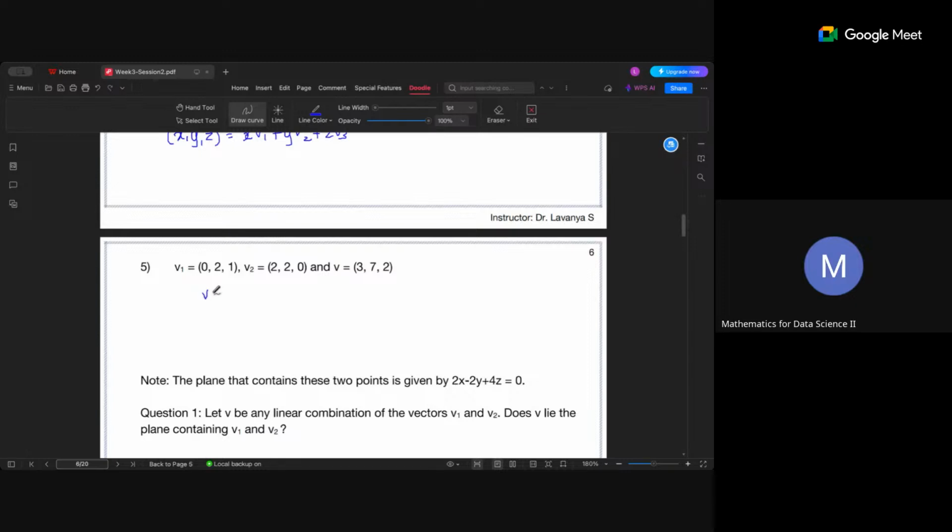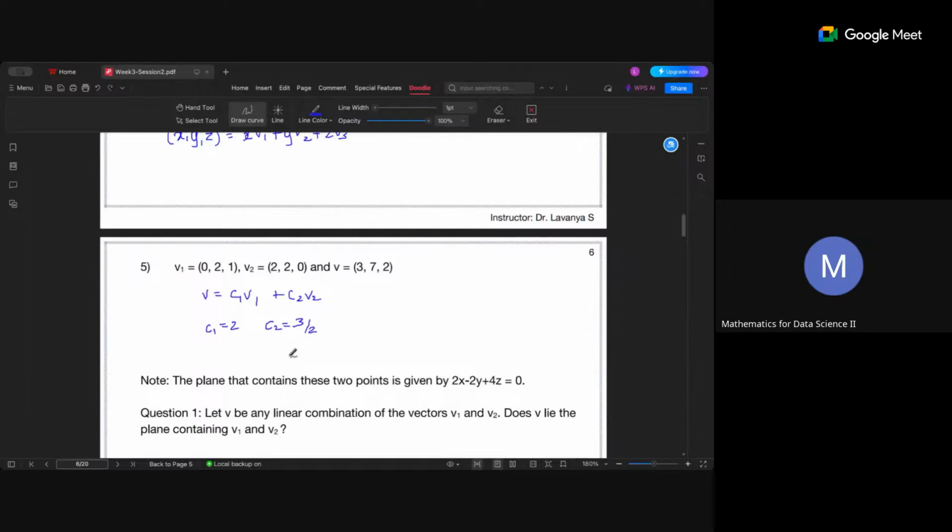Now V is equal to 3, 7, 2. Can we write this as a linear combination of V1 and V2? Quickly check and tell me. I don't want to spend time on calculation here. So I'll give the answer, because let's not waste time on simple calculation. C1 is equal to 2 and C2 is equal to 3 by 2. So maybe you can simply verify whether it works or not. So this is the answer, right?